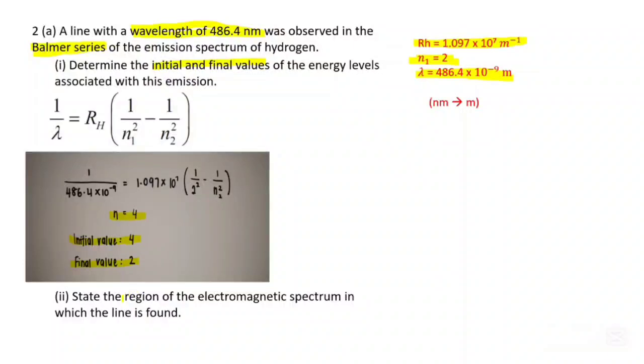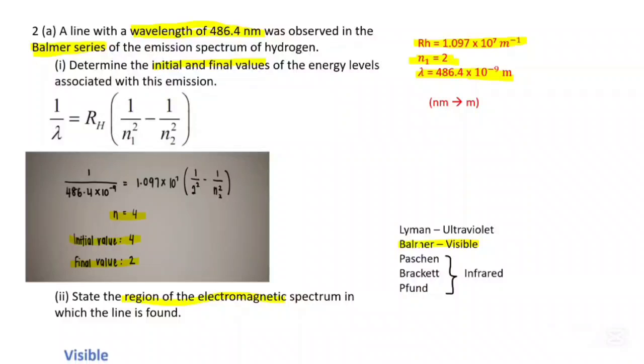State the region of the electromagnetic spectrum in which the line is formed. We know that the line is in the Balmer series. We have a total of 5 series, which are Lyman, Balmer, Paschen, Brackett and Pfund. For Lyman, the region is ultraviolet. For Balmer it is visible, and for the other 3 series, which are Paschen, Brackett and Pfund, the region is infrared. From this info, the region for the Balmer series is visible.